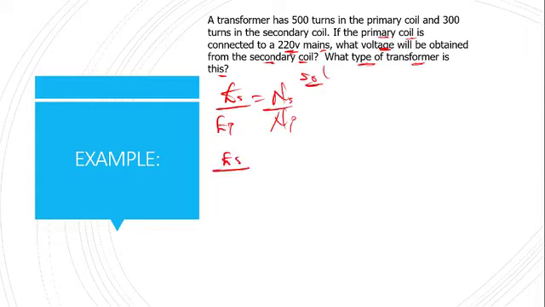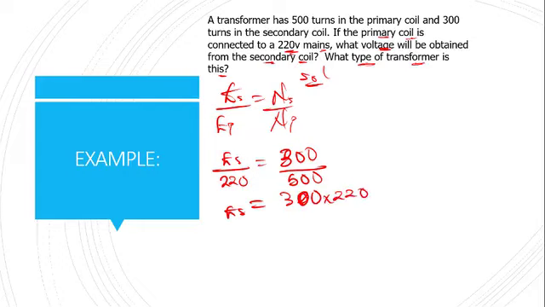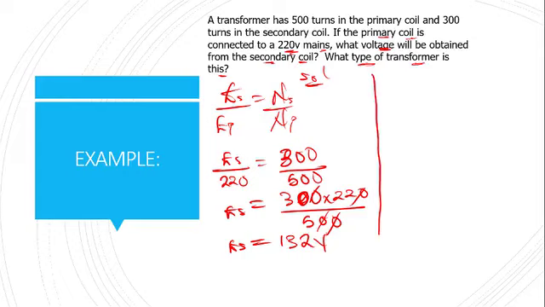Alright, so we are looking for the EMF of the secondary coil, and we know the EMF of the primary coil is 220 volts. Number of turns of secondary coil is 300, and number of turns of primary coil is 500. So taking proportions and making the EMF of the secondary the subject of the equation, we're going to have 300 times 220 all over 500. So when we make our divisions and we make ES the subject of the equation, we're going to have 132 volts.